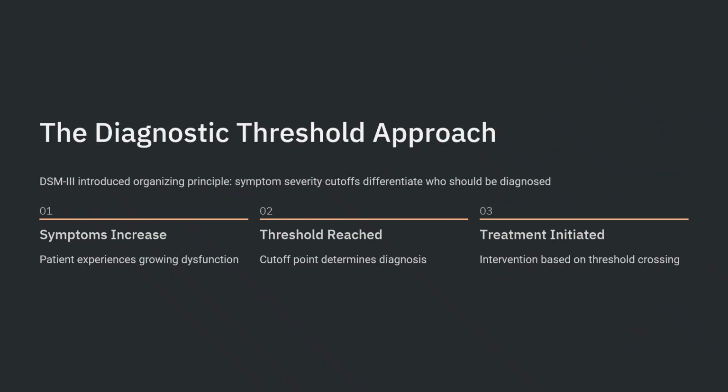A main task of clinicians is to differentiate a disease from the normal state through accurate diagnosing. Since the DSM-3, the standard approach has been to use diagnostic thresholds. The idea is that as symptoms or dysfunctions increase in severity, a cutoff point will help differentiate those who should be diagnosed from those who should not. This approach is intended to address the false positive identification of disorders.